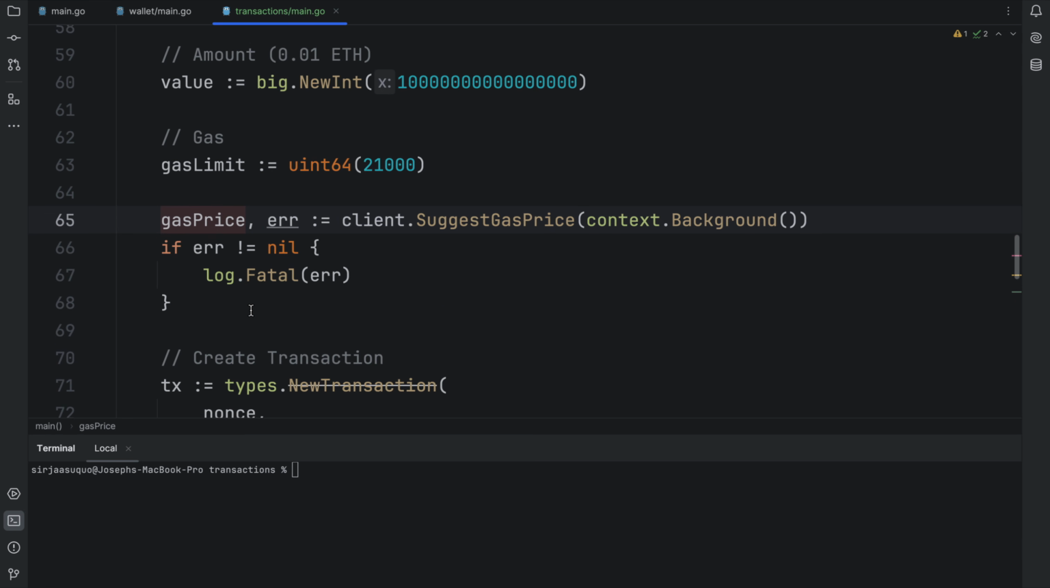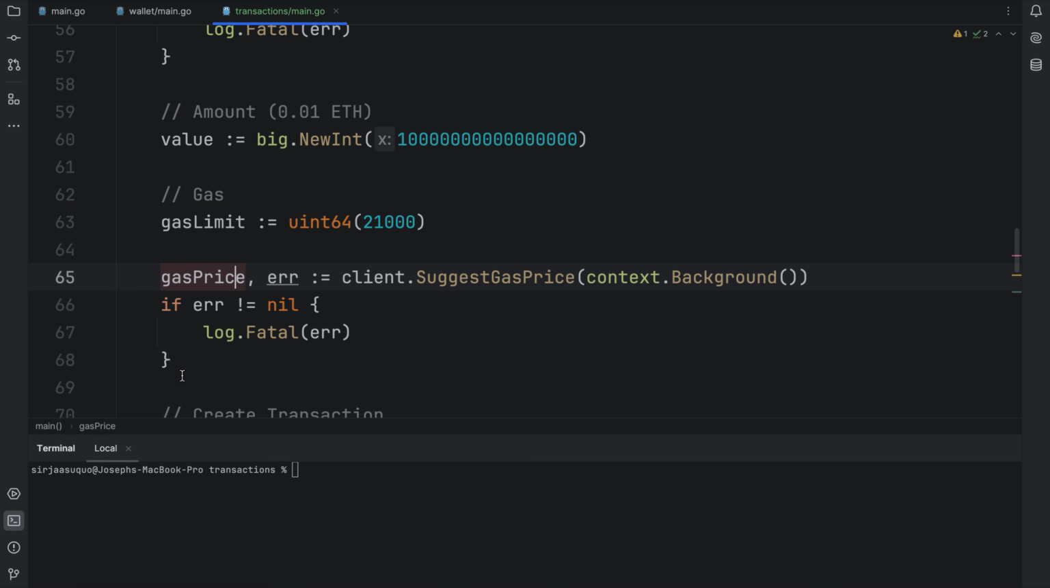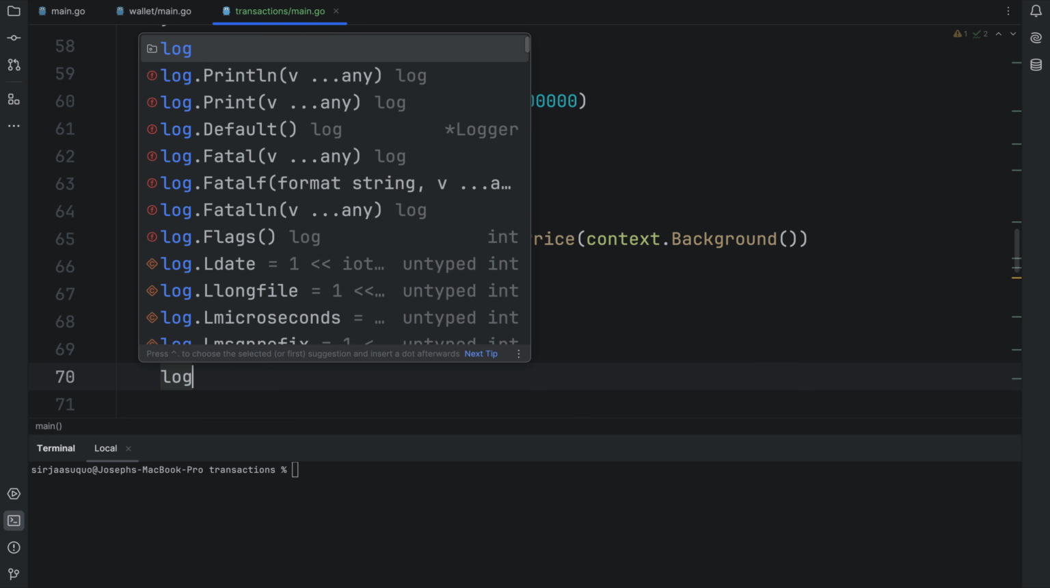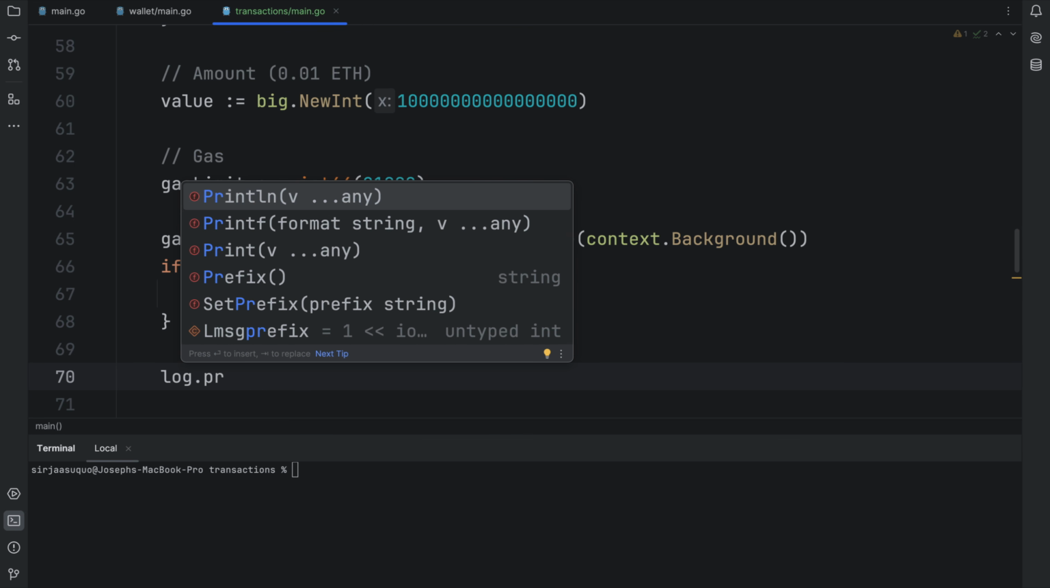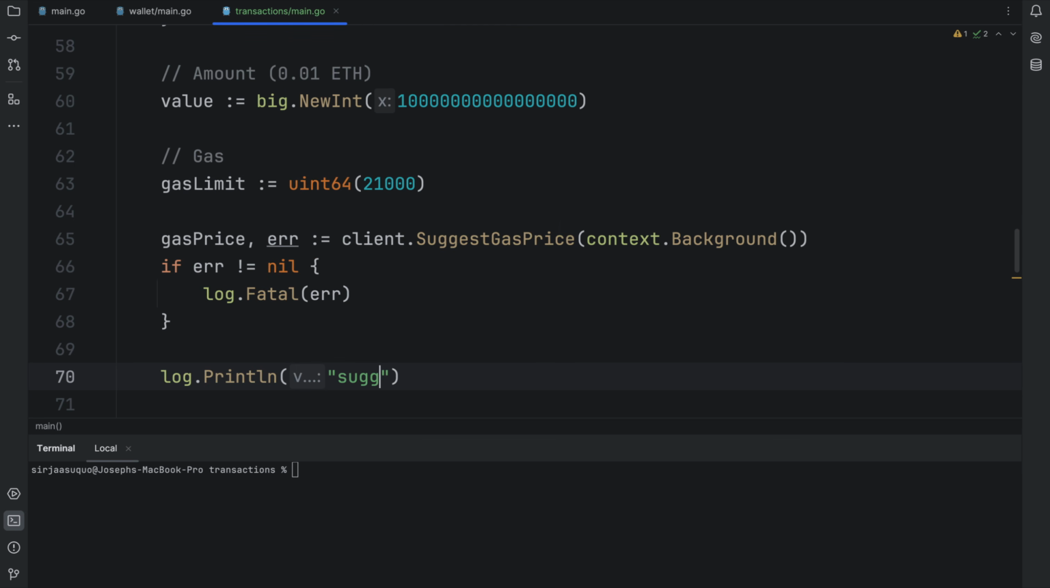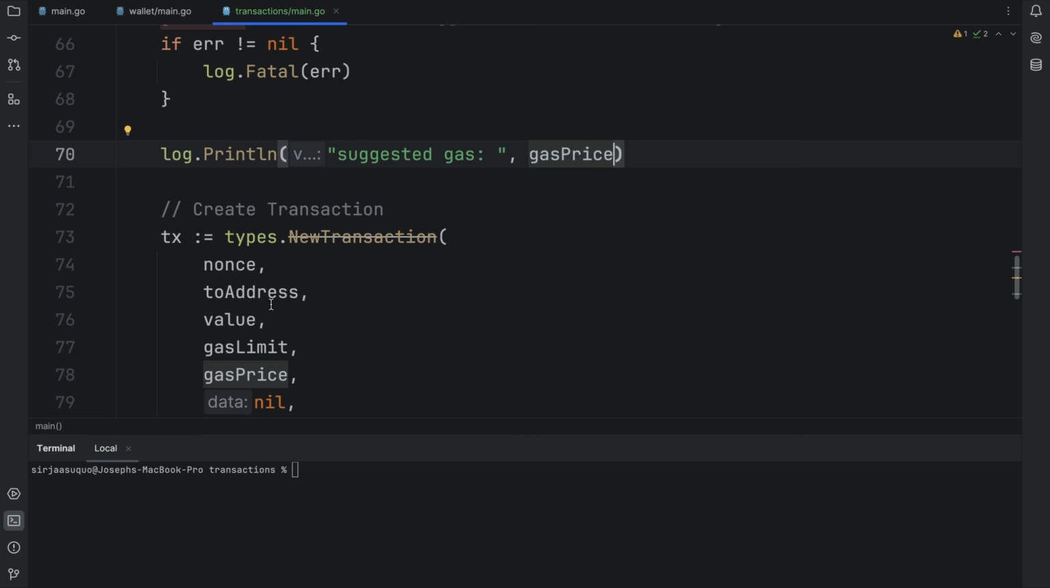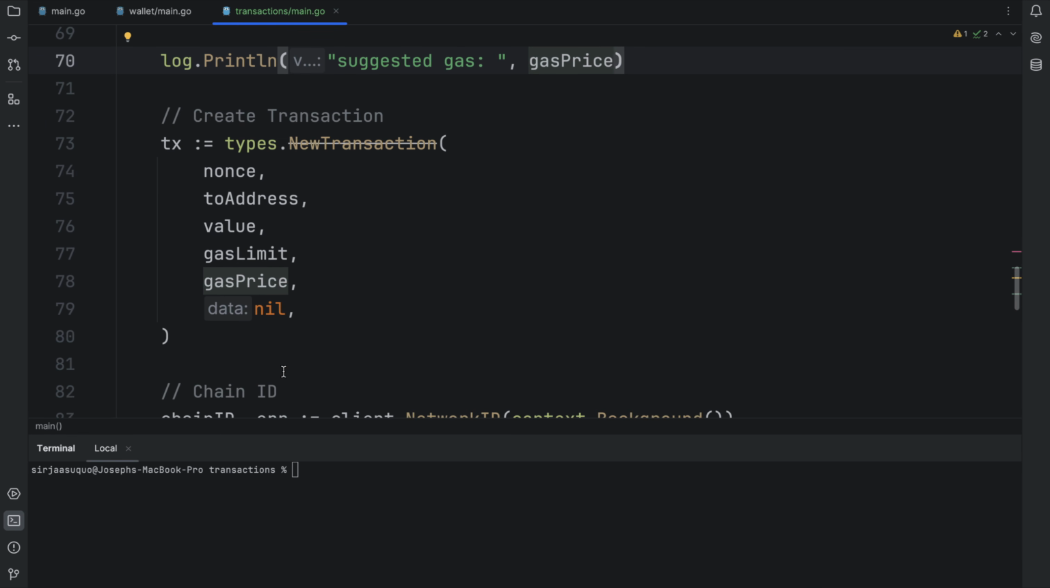So if we just want to have a picture of it, we can log it here. Let's say log dot print line suggested gas, and then we have gas price. Let's just have a view of what the blockchain suggested for us to use as the gas, right? So like I said, you create your transaction.